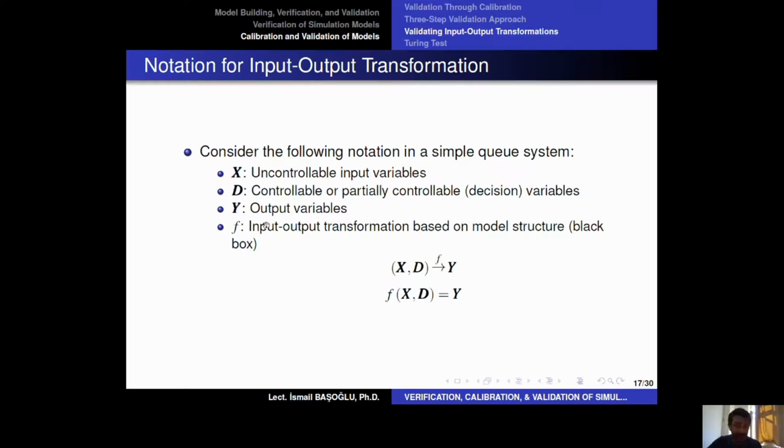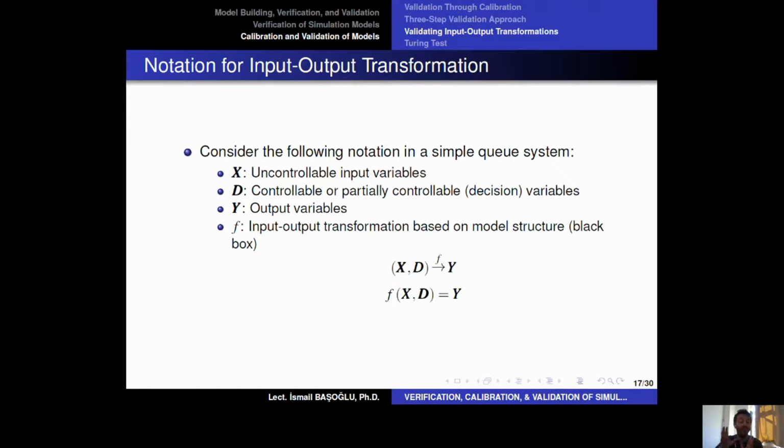For example, the length of the queue at any time, or the time that the entity has spent in the system. So Y are the output variables. Again, it is a vector, and it's a random vector because we have random inputs. The outputs are expected to be random as well. And F here is an input-output transformation, which is the black box of the simulation. So here F is what? F is the model that you create. F is the input-output transformation.